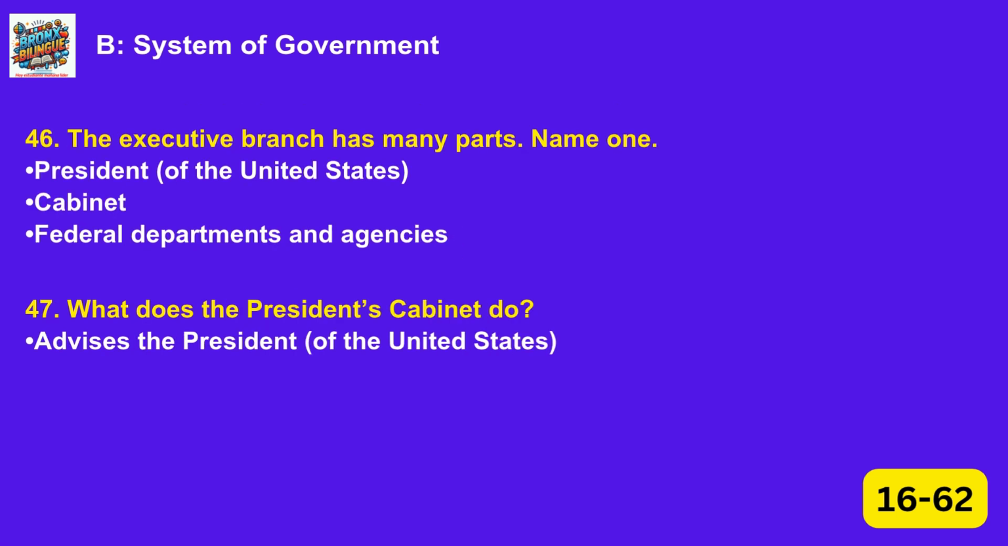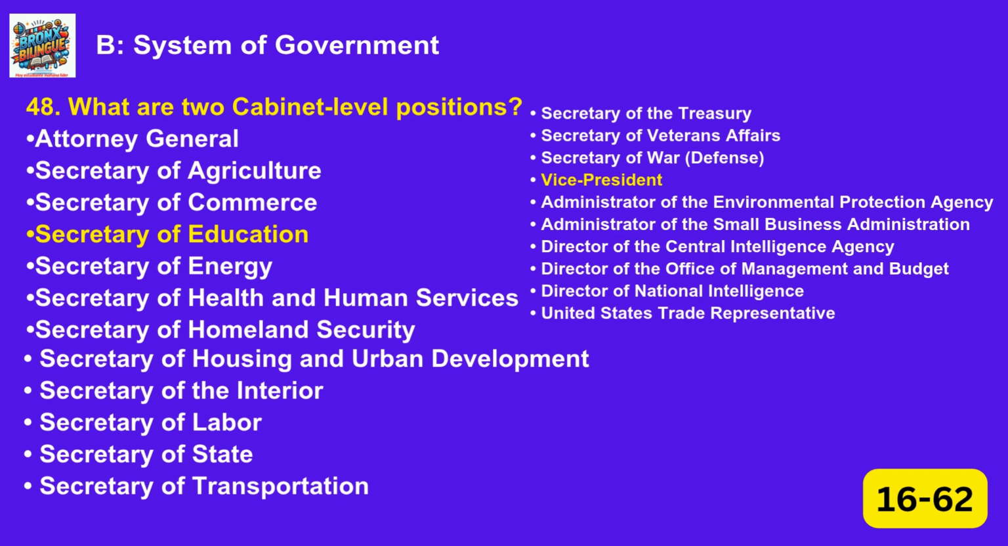46. The executive branch has many parts. Name one. President, Cabinet, federal departments and agencies. 47. What does the President's Cabinet do? Advises the President. 48. What are 2 cabinet-level positions?